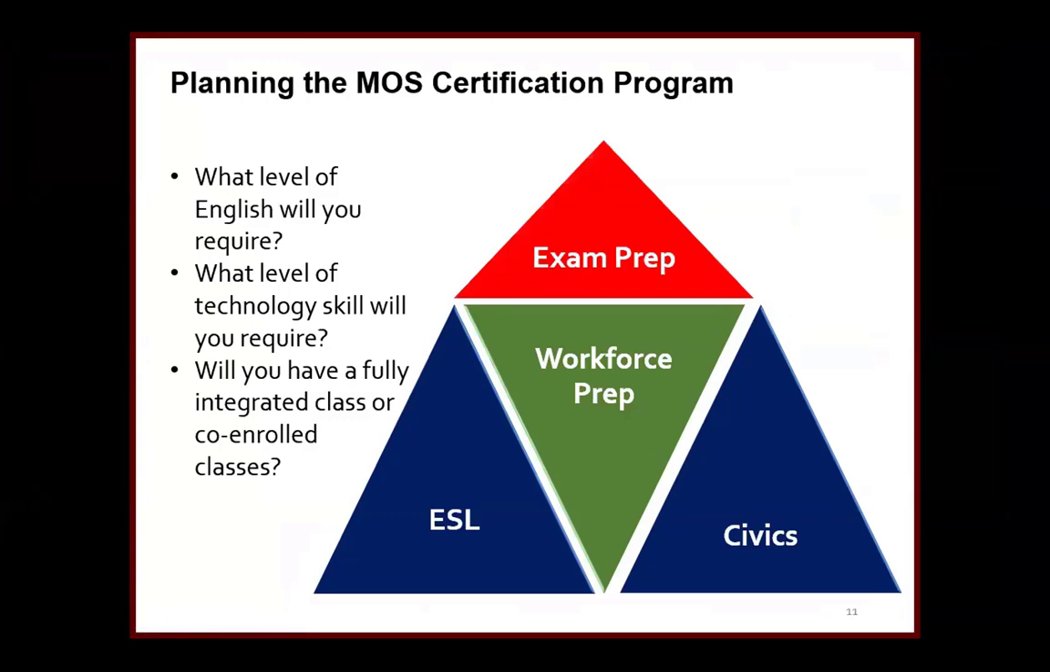So when we're thinking about building this integrated EL Civics class, this program, we have these four major components that we have to include. We have the exam prep. That's the technical skill that's going to help them get a job. So we have to have that piece. We have to have the English language and the civics, and then we also need to include workforce prep in there.